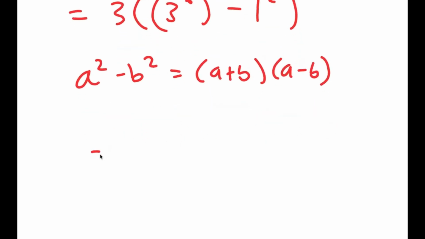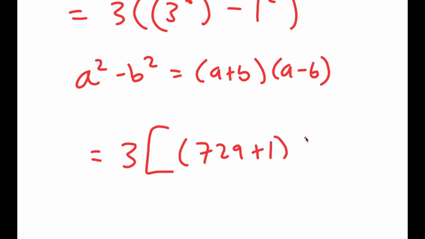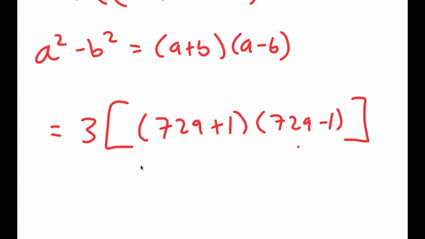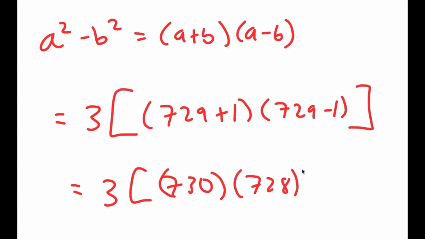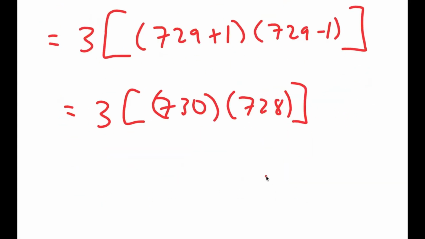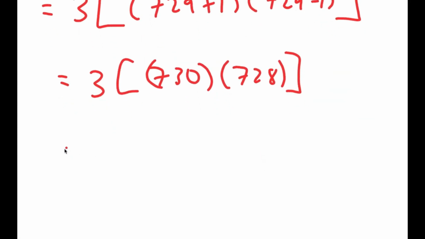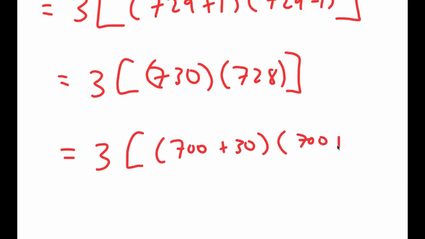times a minus b. So this turns into 3 times 729 plus 1 times 729 minus 1. This is equal to 730 times 728. So from here, I'm going to rewrite this as 700 plus 30 times 700 plus 28.